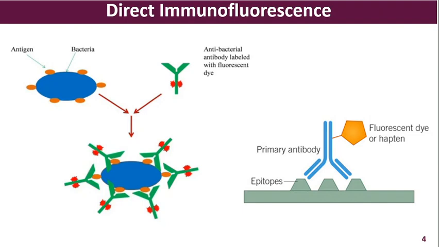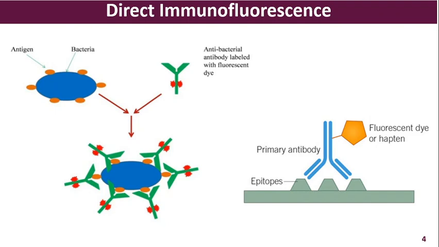After adding this antibody over the surface of the bacterial preparation, allow it to remain for some time, then wash off the excess of antibody, and then visualize this slide under the fluorescent microscope. When you visualize, if you see the fluorescence, it indicates that the antibody which is labeled by the fluorescent dye is bound to the antigen that you are trying to detect in the particular bacteria.